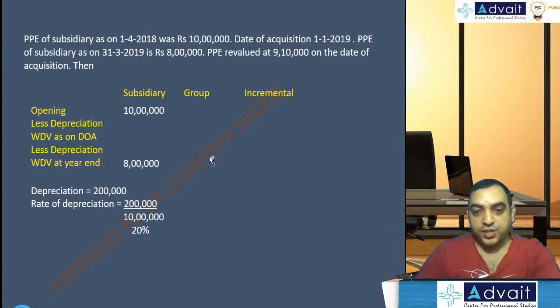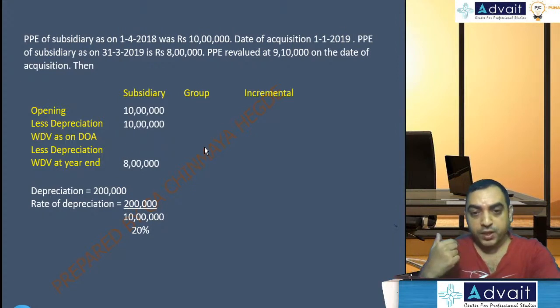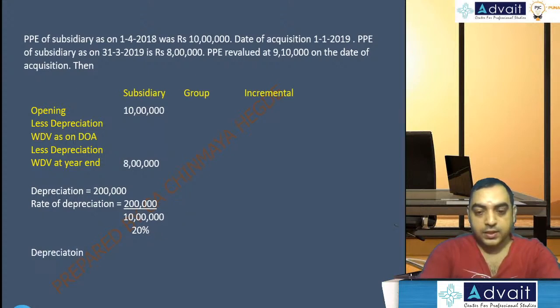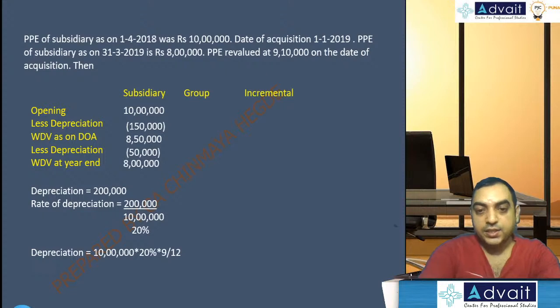Okay. Now 20% per annum. Therefore, if I compute the depreciation for what period? Date of acquisition means 1st of January. From 1st of April to 1st of January means 9 months. So depreciation for the first period is 10 lakh into 20% into 9/12. That comes to 1,50,000. And therefore WDV comes to 8,50,000 and depreciation again 50,000. That's how 8 lakh is reached.